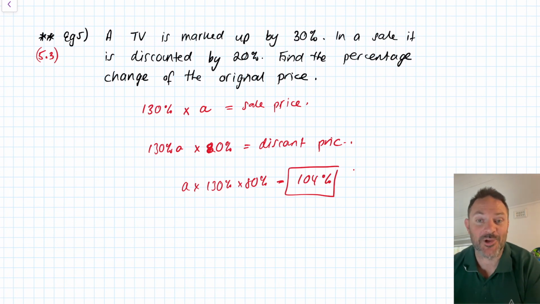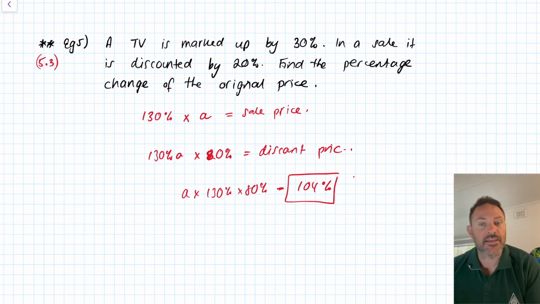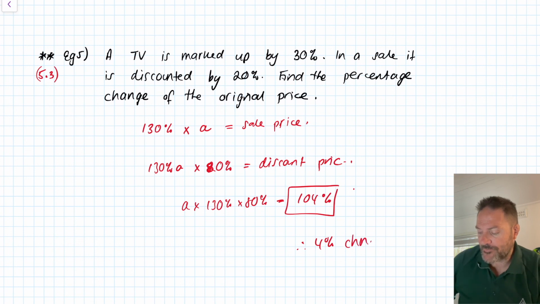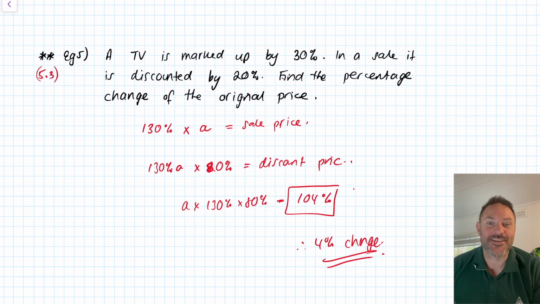Hopefully I didn't muddle you up on that one. But certainly you could chuck in a number like $100 and use it that way and figure out you have $104 left, which is a 4% change. So it's a 4% change, and of course, it's gone up by 4%.